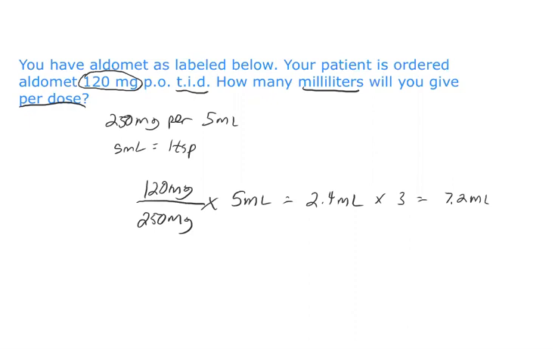Okay. Now, what if this question had asked you how many teaspoons to administer? Well, the way I would set that up is because we know this is 5 milliliters per teaspoon, or that 5 milliliters equals 1 teaspoon, I would set this problem up exactly the same way. So 120 milligrams over the 250 milligrams, but instead of multiplying by 5 ml, I would multiply by the 1 teaspoon. What do you get when you do that?